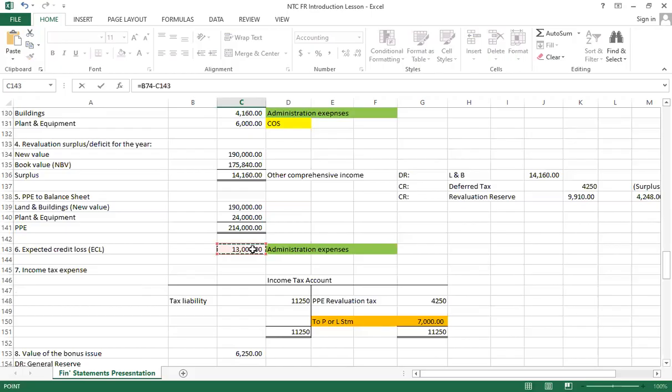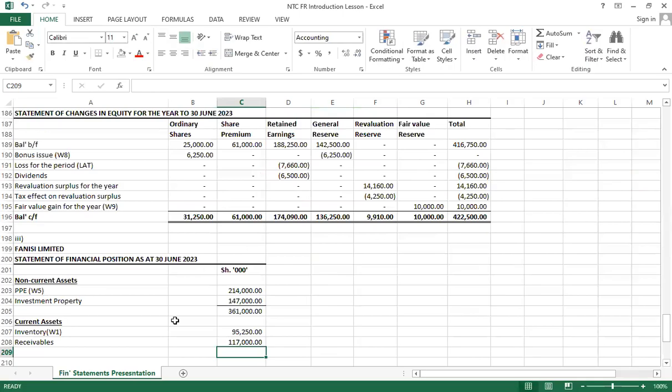So what you record is the net figure. And that comes to about 117,000, yeah? So that is 117,000. Apart from the inventory and receivables, what other current asset do we have?